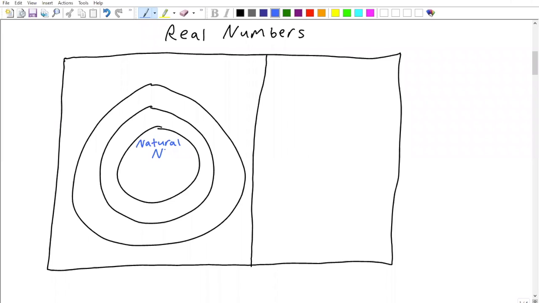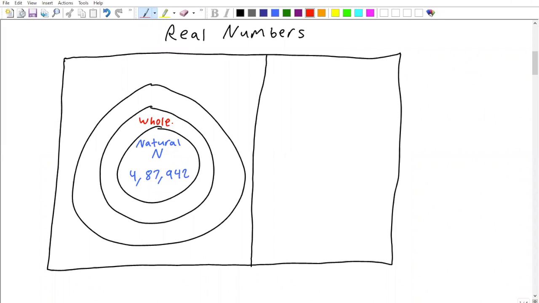So 1, 2, 3, 4, 5, and then as big as you can go. Examples of natural numbers are 4, 87, 942, and so on. Those are natural numbers. Next, we have whole numbers.